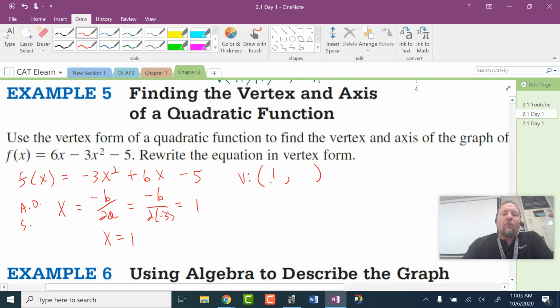James, when I get an x coordinate, input, output, how do I get the y coordinate?